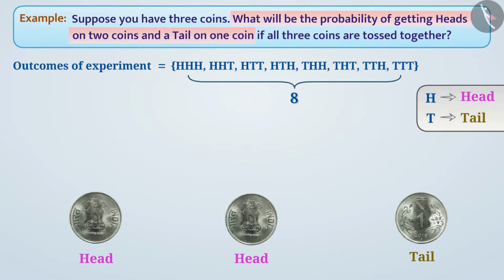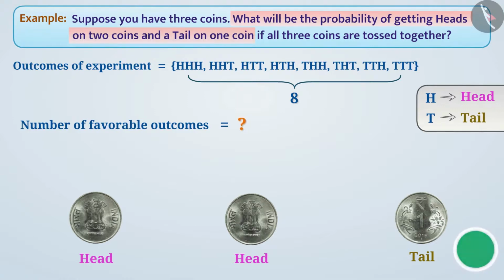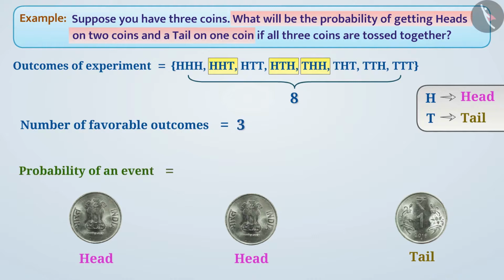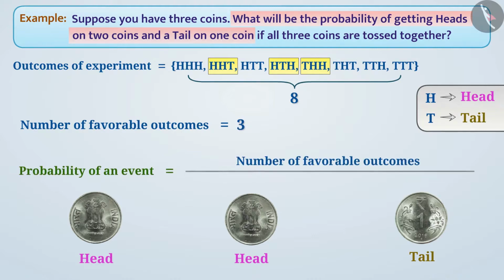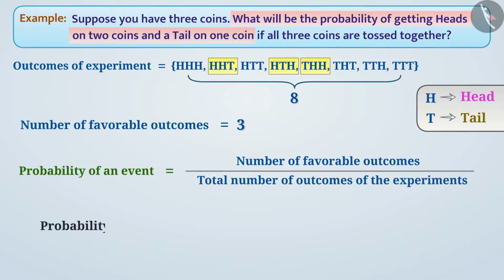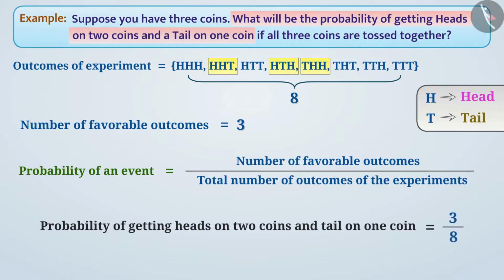Can you tell me what are the favorable outcomes in this situation? Think. Absolutely right. There are 3 situations when we will get 2 heads and 1 tail. That is, the number of favorable outcomes in this experiment is 3. Since the probability of an event is equal to number of favorable outcomes divided by total number of outcomes of the experiment, therefore, the probability of getting heads on the 2 coins and tail on the 1 coin is 3 by 8.